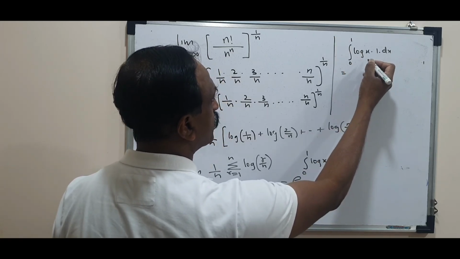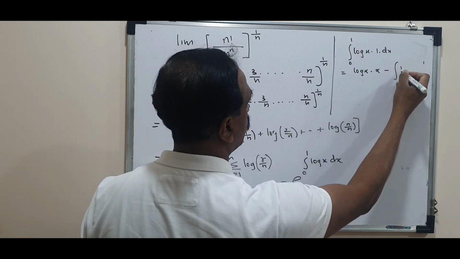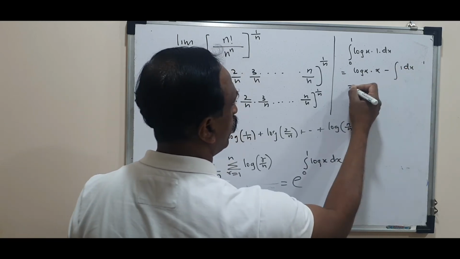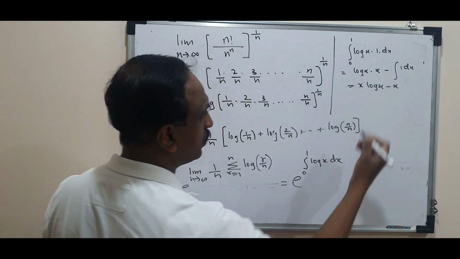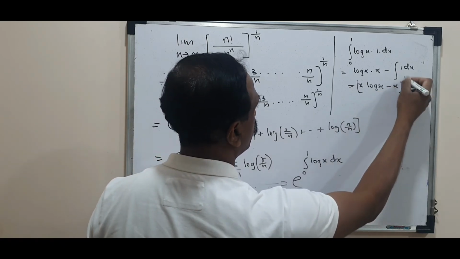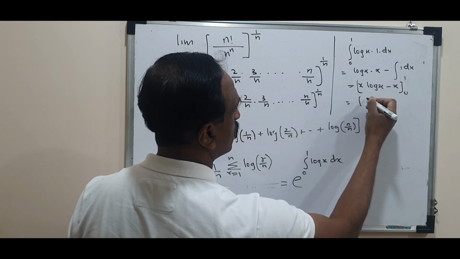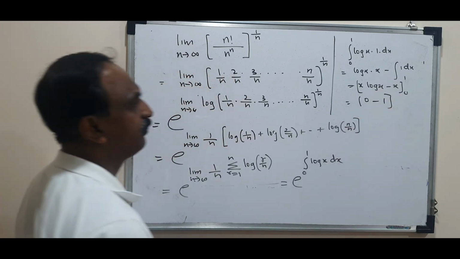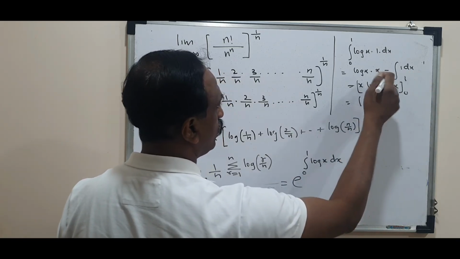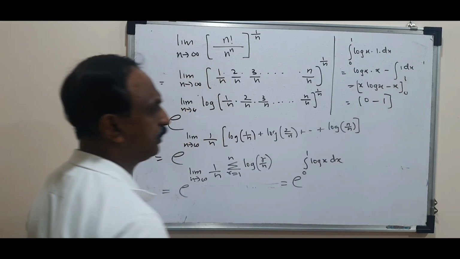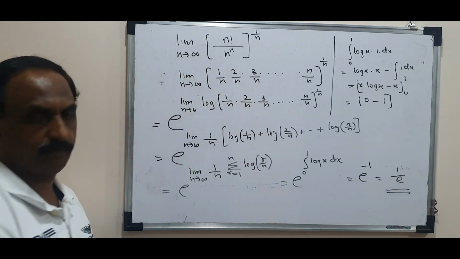That is first function into integral of second minus integral of derivative of first into integral of second, so you get x log x minus x. So I can write this as, I'll put the limit 0 to 1. So log 1 is 0. So you will get 0 minus 1. When I put x as 1, log 1 becomes 0. When I put x as 0, this part will be fully 0. You will get only minus 1. So this answer will be e raised to minus 1. Hence your answer is 1 by e. This would be your answer.